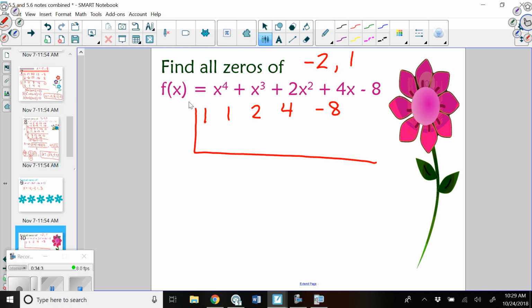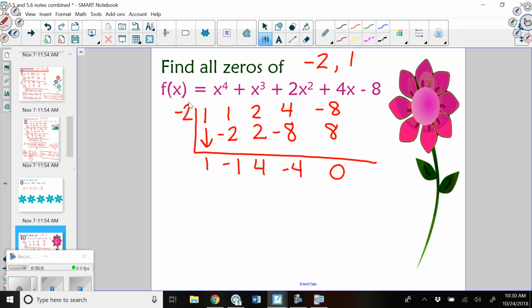All right, so let's use the -2. Drop down the first number, and we multiply, add, multiply, add. Basic math's hard, I know. Multiply, add, multiply, add. If I get 0 as a remainder, what's that mean? That means I did it right. I got 0 for remainder. It means it was a factor.